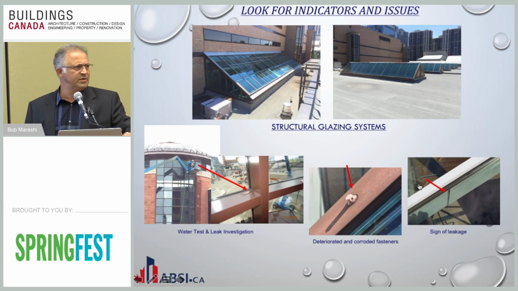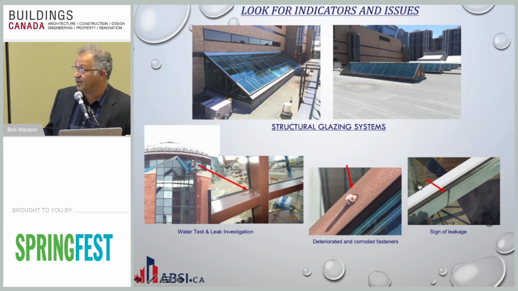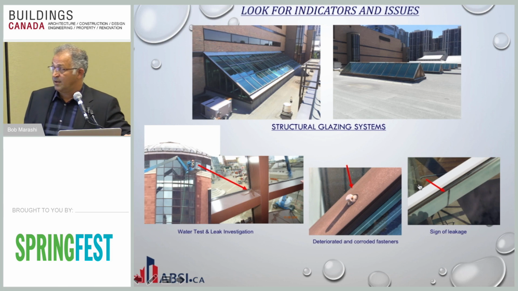With fenestrations, you can go to skylights, structural, non-structural. There's many different types. Here's just some examples of different types that you can see out there. Sometimes it's very difficult to find leaks with skylights and also with curtain walls or any type of fenestration system.